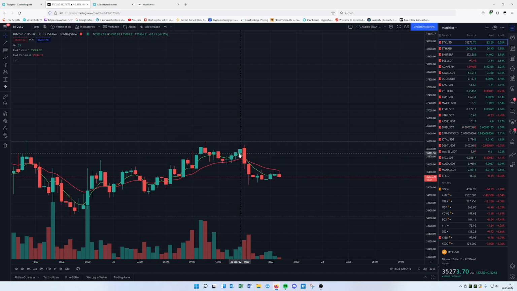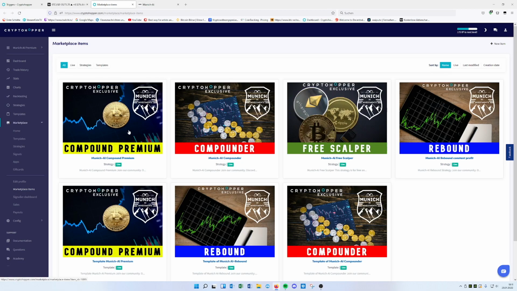So that means the hopper is activated. We will get buy signals from the strategy all the way anyway, but the hopper will also buy, and the hopper will only buy between here and here. It's really important you have a strategy on a smaller time frame than the 30 minutes. And in this, we have the compound premium.